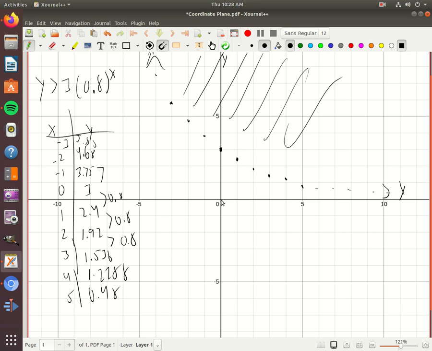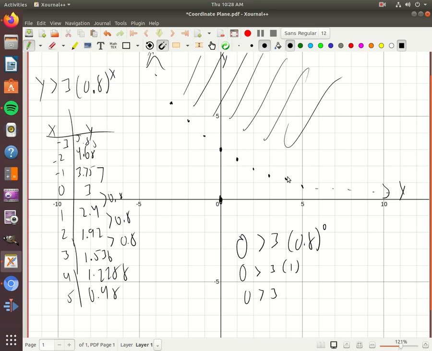Well, an easy point to check would be 0, 0. And 0, 0 should be false if I sub this in. So I'm going to say 0 is greater than 3 times 0.8 to the 0. Now you're going to really see the benefit of 0. What is anything to the 0 power? Hopefully you remember that anything to the 0 power is 1. So is 0 bigger than 3? 0 is not bigger than 3, so I didn't shade it. I shaded the other side. So I hope that makes sense.